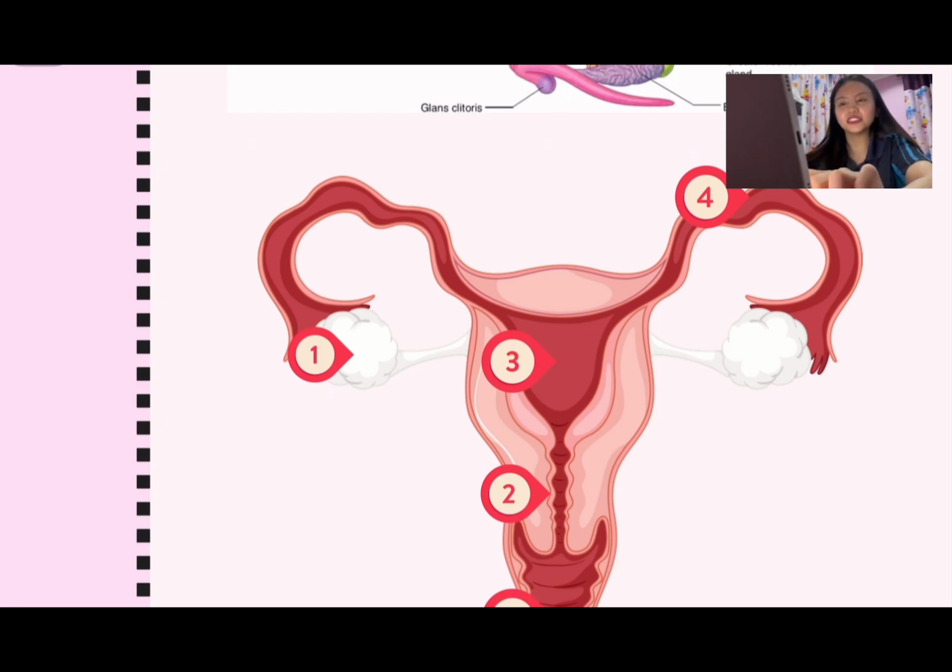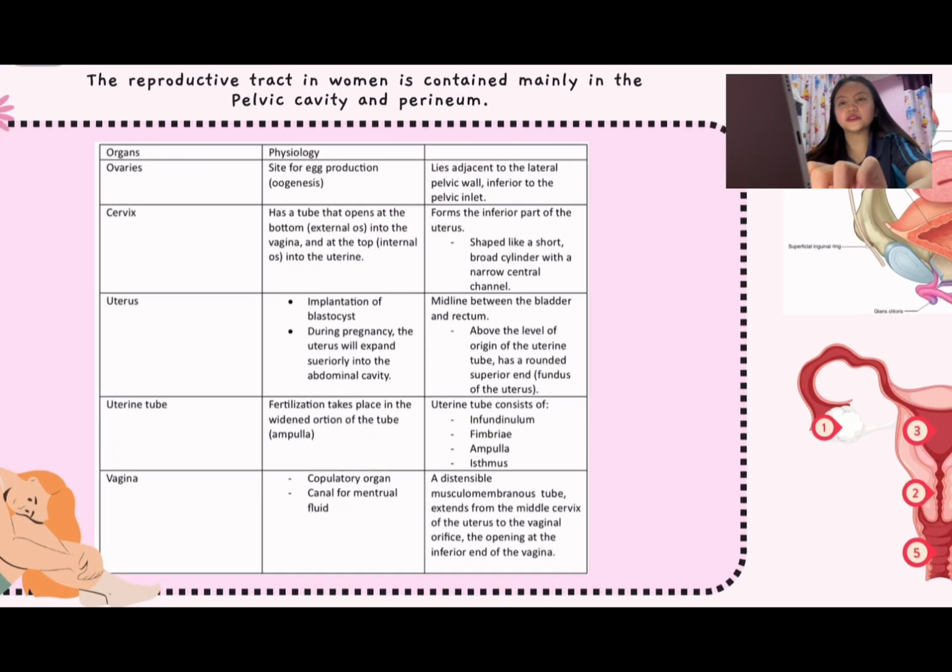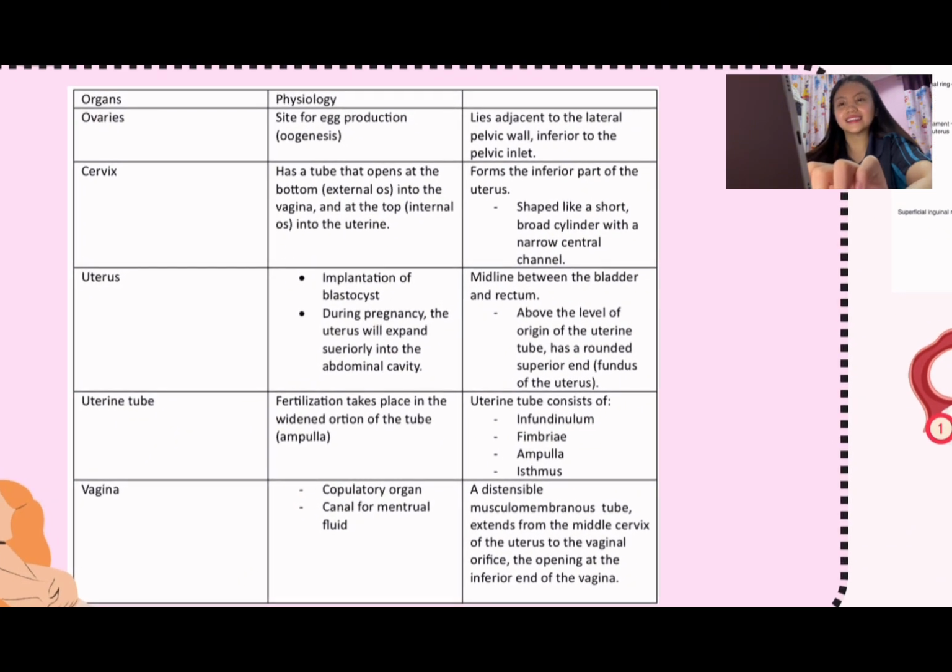And lastly, the vagina. It is a copulatory organ and it acts as a canal for menstrual fluid. It is a distensible muscular membranous tube that extends from the midline cervix of the uterus to the vaginal orifice, which is the opening at the inferior end of the vagina.